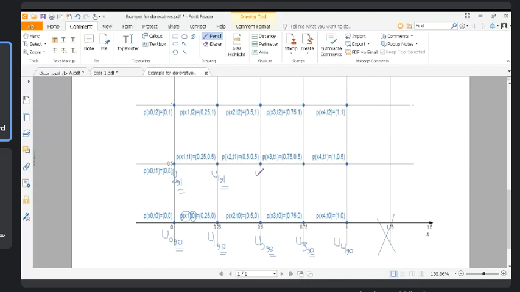For the next point we have u with index for x equal to 2 and for t equal to 1, u 2 and 1. Next point u 3 and 1. For the next point we have u 4 and 1.